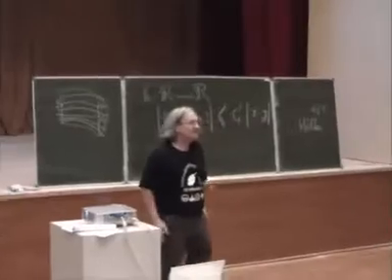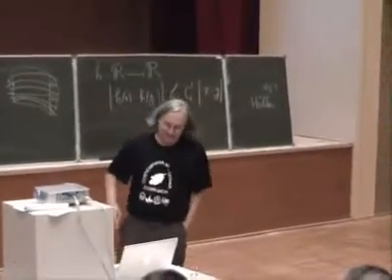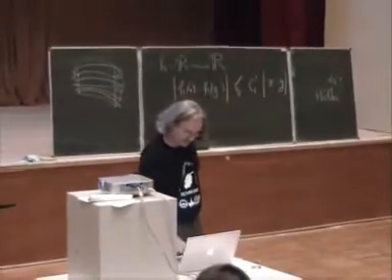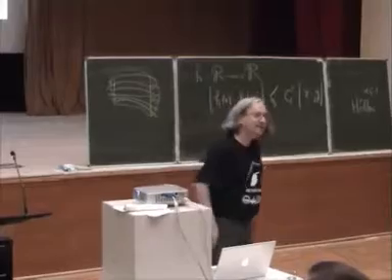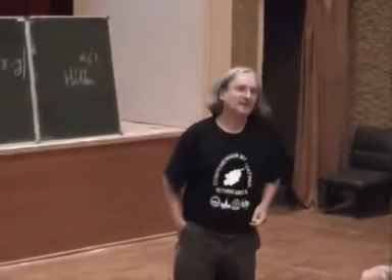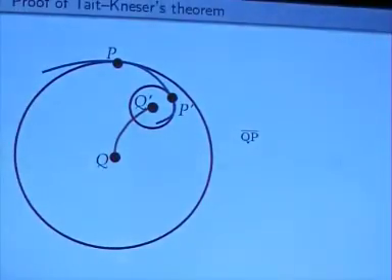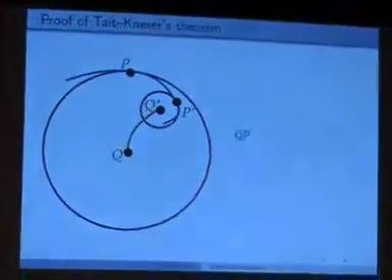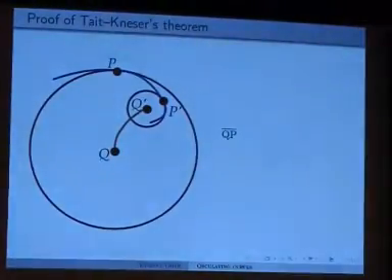Okay, now I think it's time to prove the theorem of Tait and Kneser. I hope at the end of the talk you will have two proofs, but let me give you the first, historical proof. I should explain this picture first. In blue, you have the original curve.